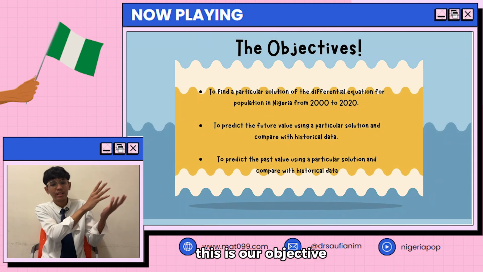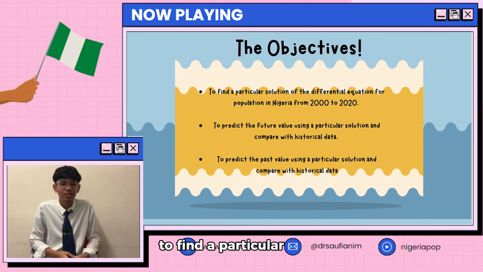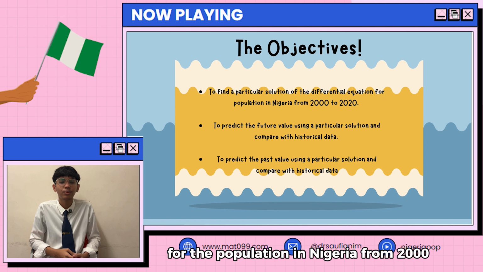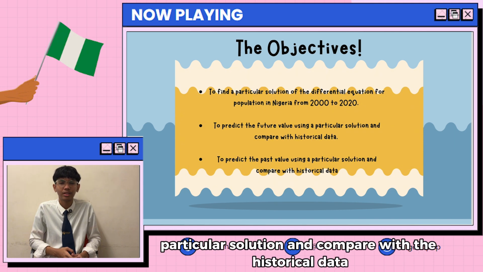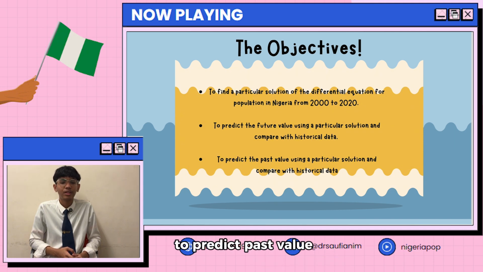These are our objectives for the task: to find a particular solution of differential equation for the population in Nigeria from 2000 to 2020, to predict the future value using particular solution and compare with the historical data, to predict past value using particular solution and compare with historical data.